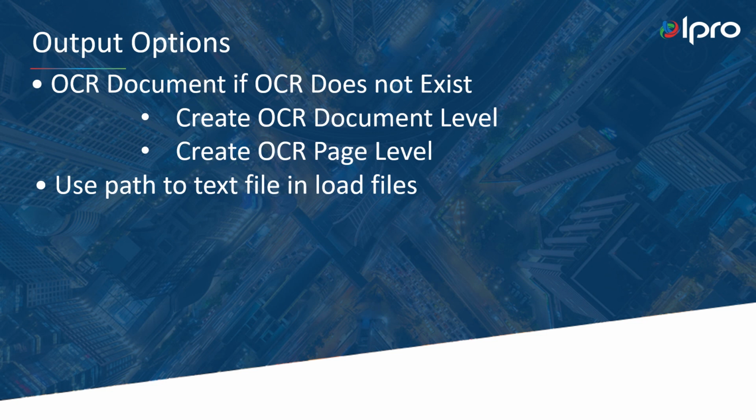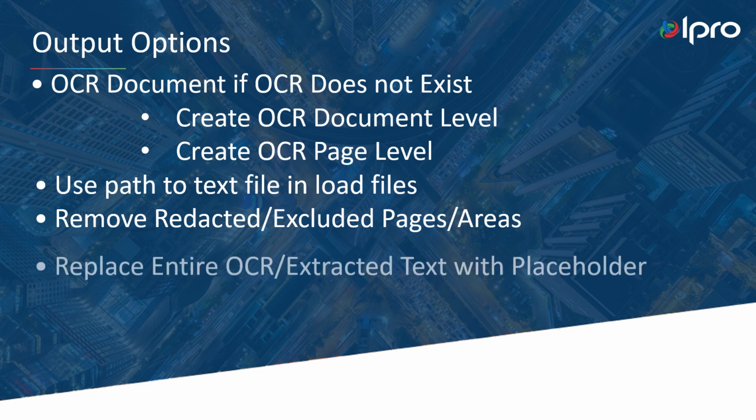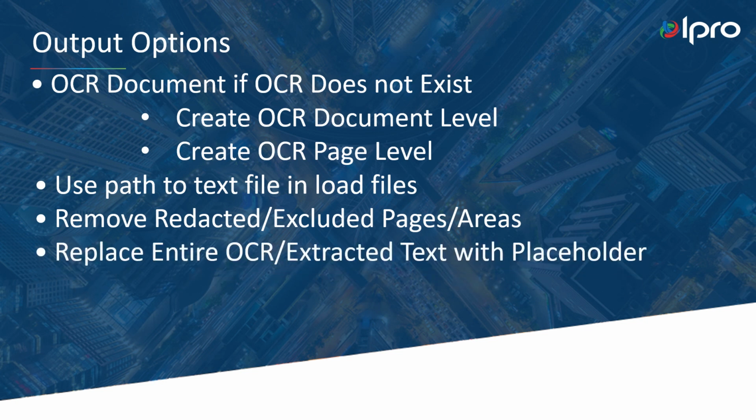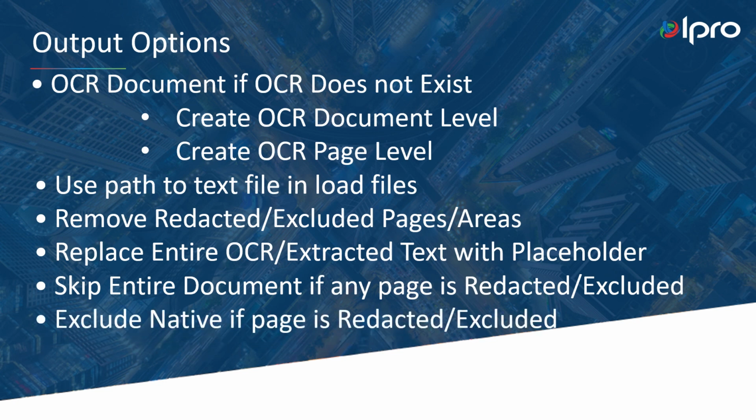If your production set includes redactions or exclusions, figure out how you want Eclipse SE to treat that extracted text. Options include removing redacted areas from text file, using a placeholder, or skipping the entire extracted text from the document. You may also exclude the native file if an item has been redacted.